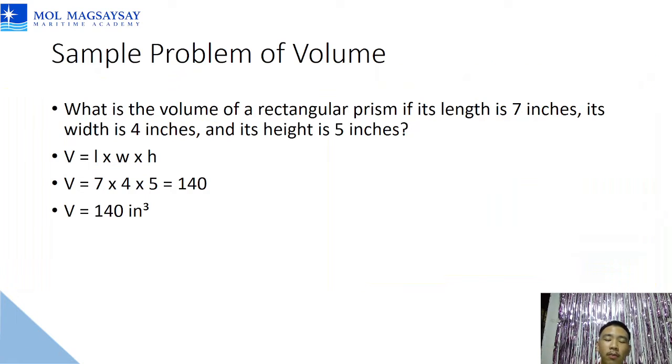So here is a sample problem of a volume. What is the volume of a rectangular prism if its length is 7 inches, its width is 4 inches, and its height is 5 inches? So here is our formula. Our length is 7, our width is 4, and our height is 5. So 7 times 4 is equal to 28, and 28 times 5 is equal to 140. So our volume is 140 inches cube.